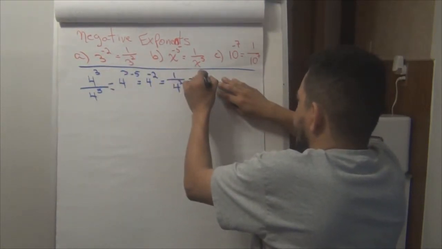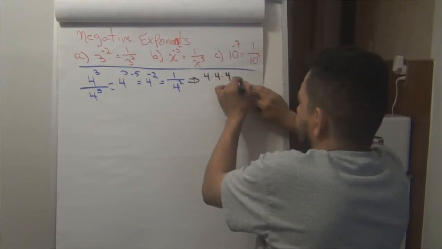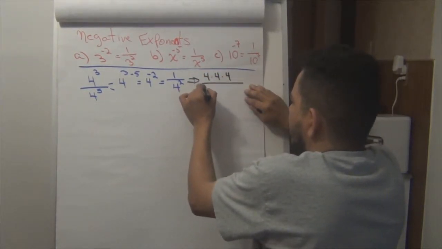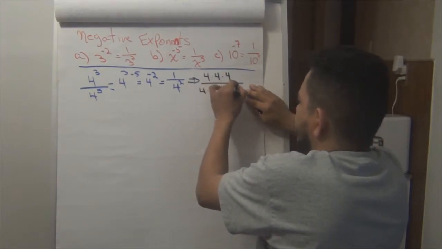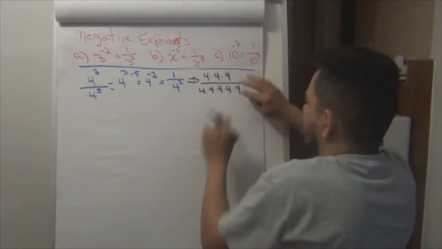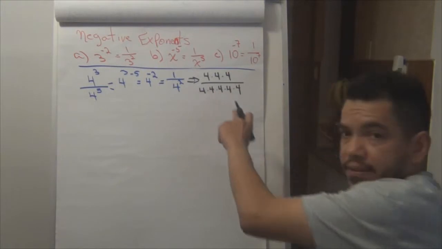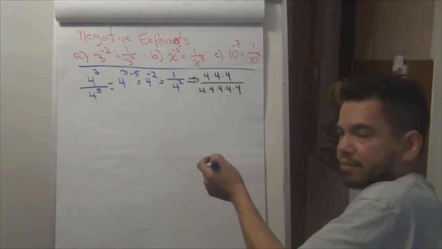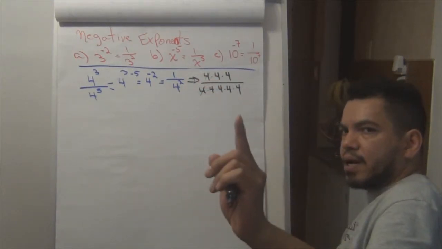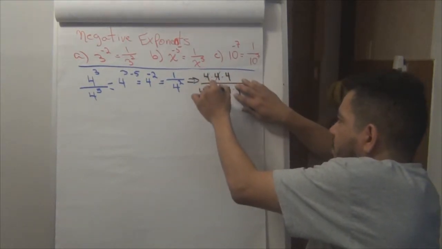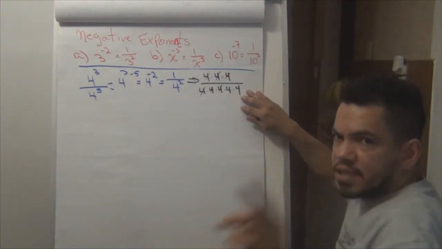4 to the 3rd is nothing more than 4 times 4 times 4. 4 to the 5th is 4 times 4 times 4 times 4 times 4. 1, 2, 3, 4, 5. So now, let's see. Let us start eliminating. So 4 divided by 4 is 1, times 4 divided by 4 is 1, times 4 divided by 4 is 1.